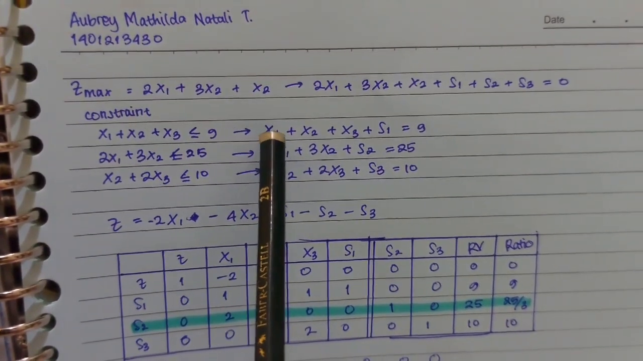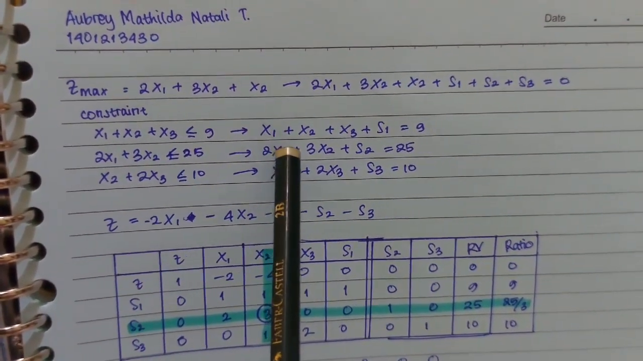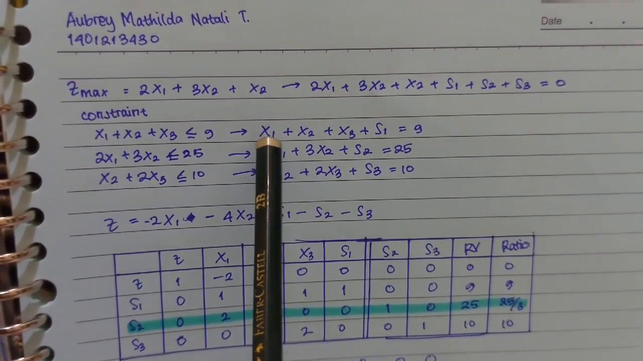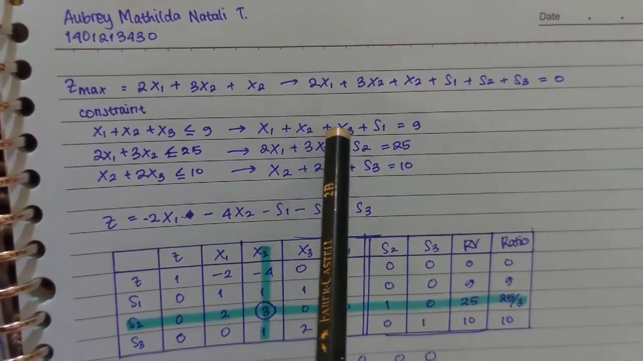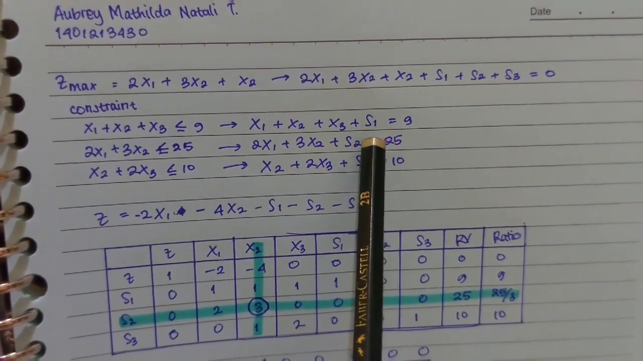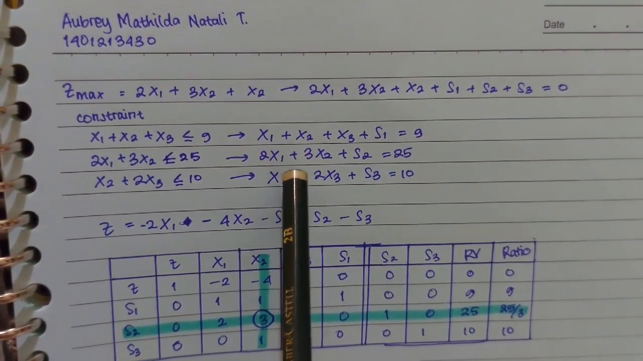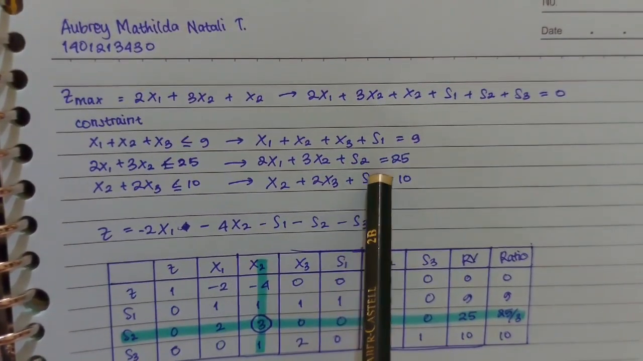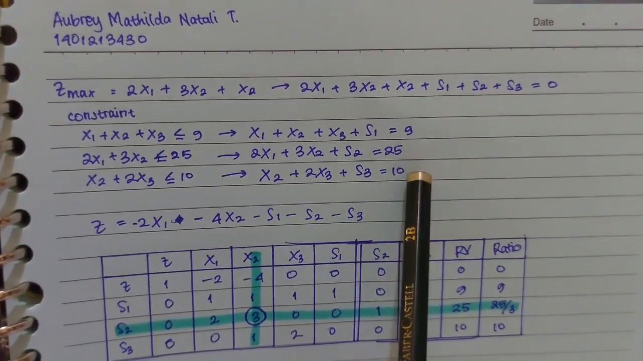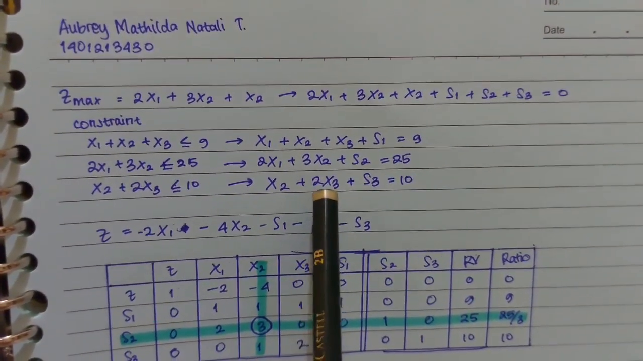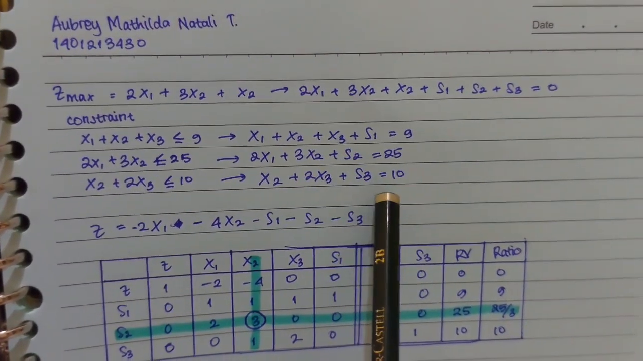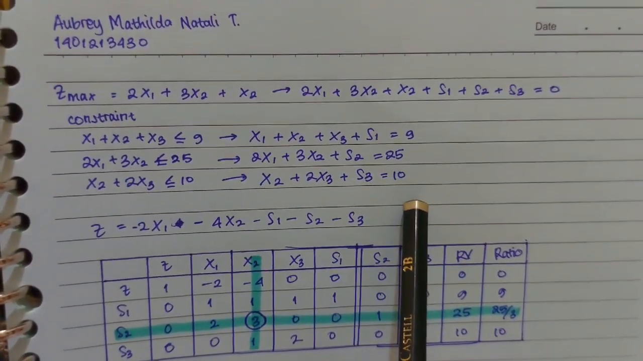And we add the slack variable, so it becomes x1 plus x2 plus x3 plus s1 equals 9. And 2x1 plus 3x2 plus s2 equals 25. And x2 plus 2x3 plus s3 equals 10.